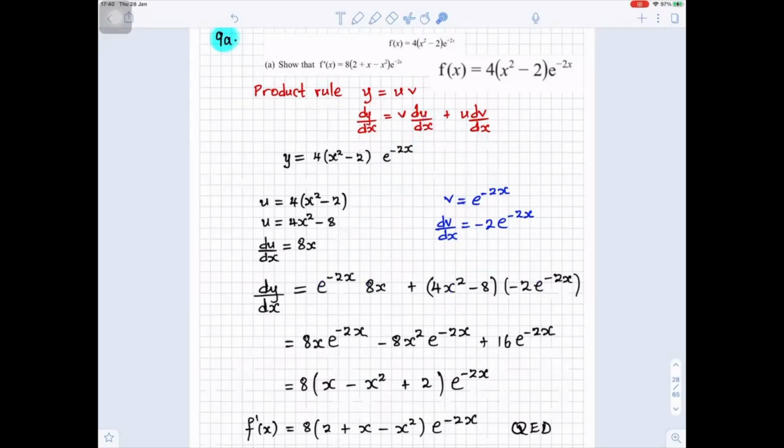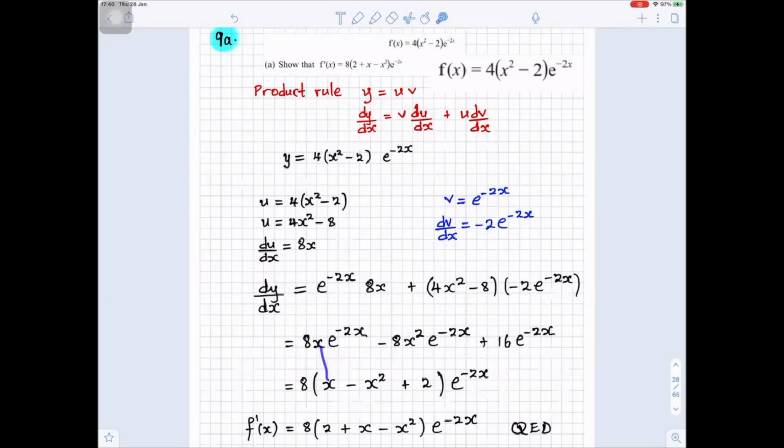Now you start to simplify, to change it to look like what they ask you to. So we have 8x e to the minus 2x minus, we can remove this bracket, minus 2 times 4 is minus 8x squared e to the minus 2x, and minus 2 times 8 is 16 e to the minus 2x. Now you notice there's 8 there, there's 8 there, and 16 is 2 times 8. So 8 will come out of the bracket.